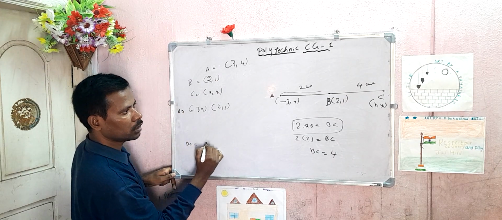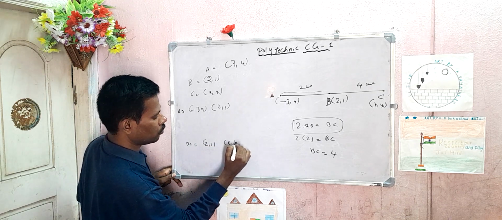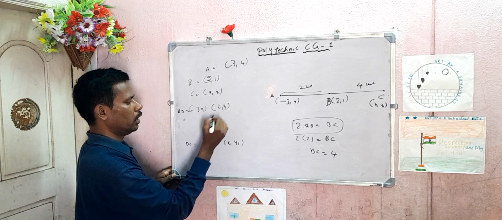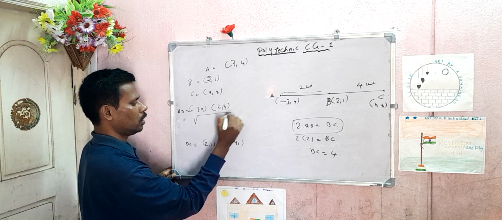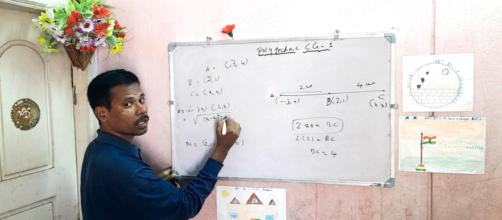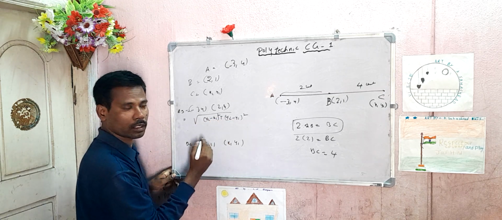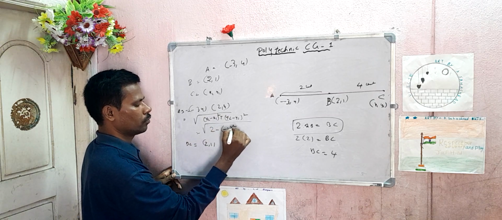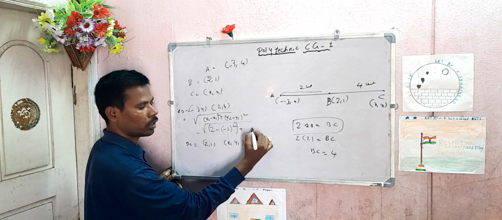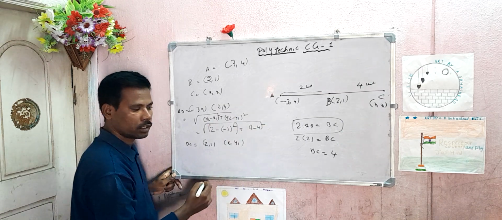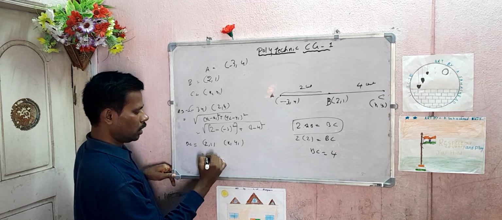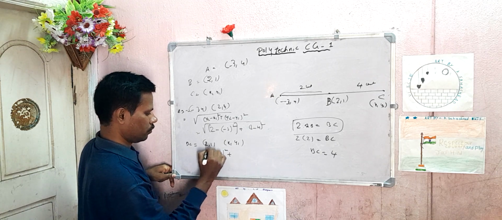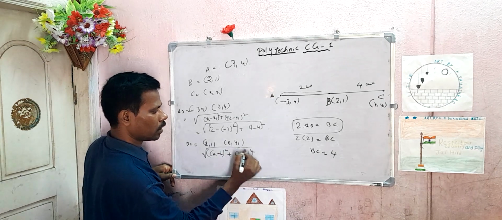Next BC distance. B is what? 2 comma 1. C is what? x1, y1. This distance I want to calculate. And what is the distance formula? x2 minus x1 whole square plus y2 minus y1 whole square. What is x2? x2 is nothing but 2 minus of x1 plus y2 minus y1, 1 minus 4 whole square, right? So simplify this, and here also simplify this. x1 minus 2 whole square plus y1 minus 1 whole square.